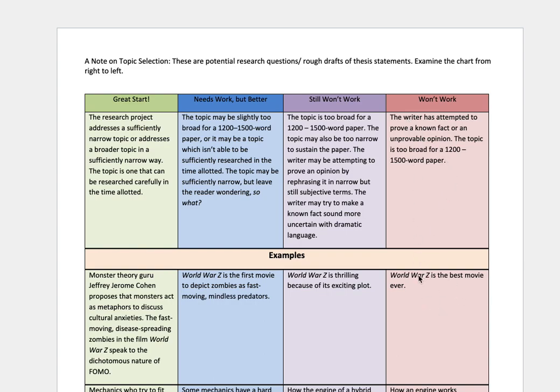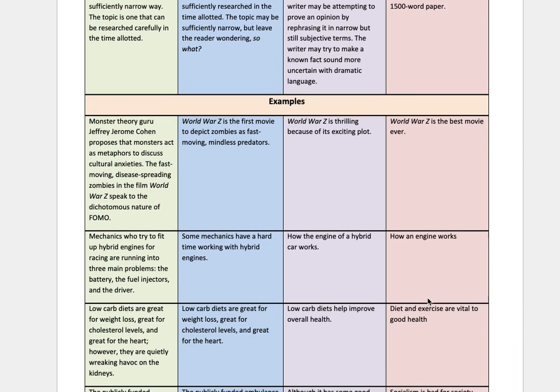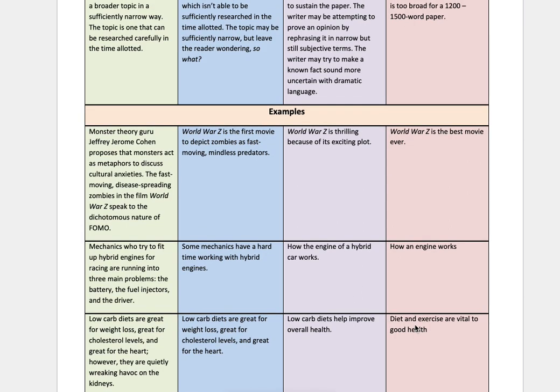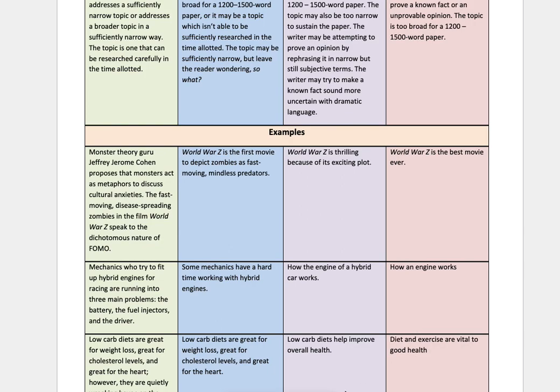Or someone has attempted to quote unquote prove a fact, yeah? The one that I see the most often in that category would be diet and exercise are vital to good health. That's kind of just something people know, you know what I mean? So you don't need to explain it or argue it. So it won't work for both a research paper and an argument paper. It wouldn't work for either.